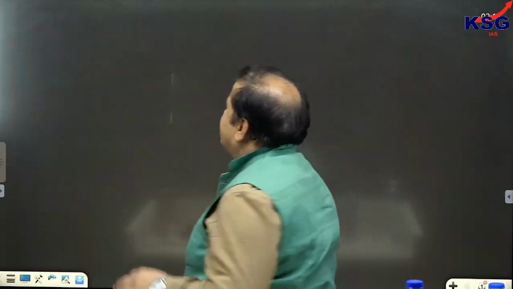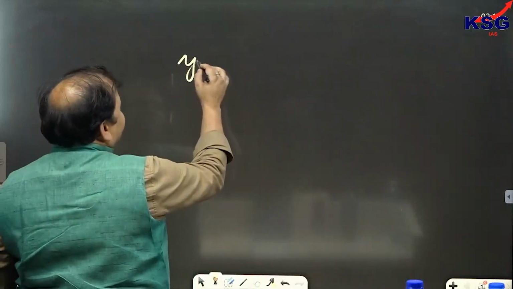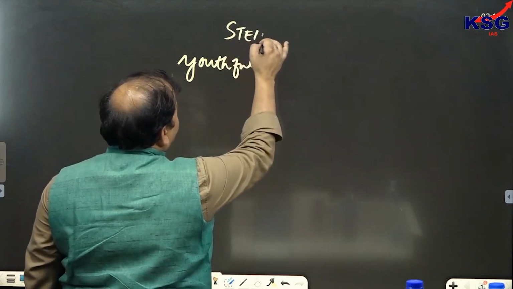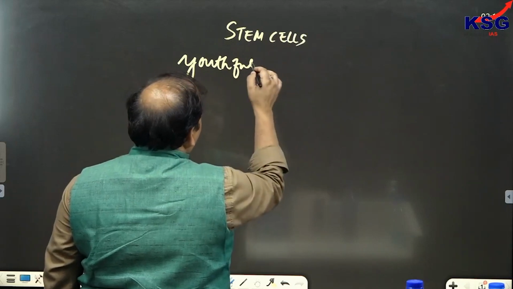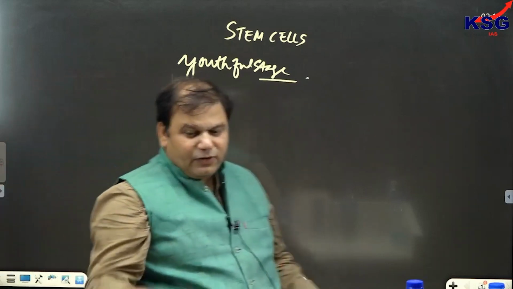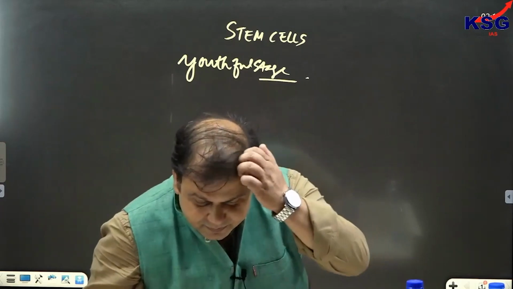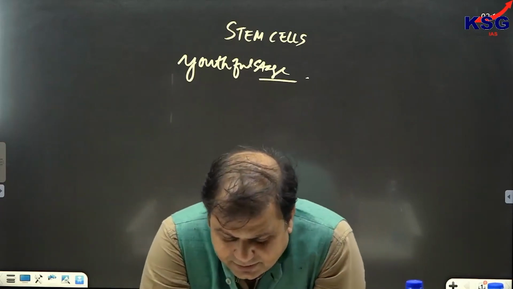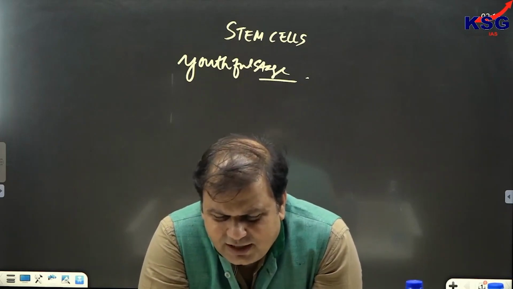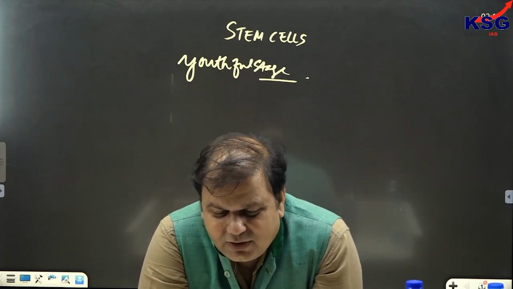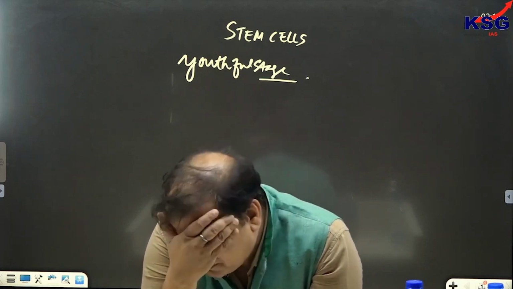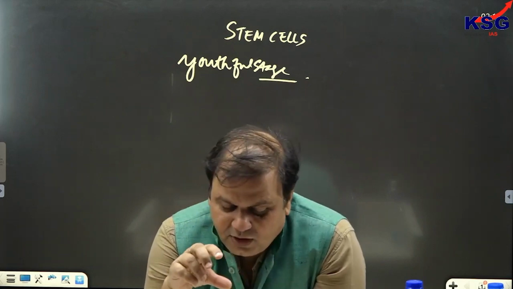Now, a brief information about the stem cells. Stem cells are those cells which are present in the youthful stage. Youthful stage means they do not undergo cell division of their own. And these cells are also called as master cells. Clear? यस, मैं सिर्फ बेसिक ही बोलूंगा, उतने समय भी नहीं है बच्चों. These cells are also called as master cells.